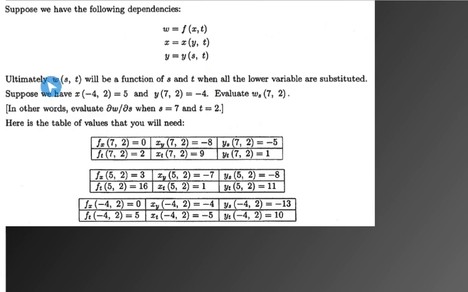And so if you do all the proper substitutions, basically it's saying that w is going to be a function of s and t.